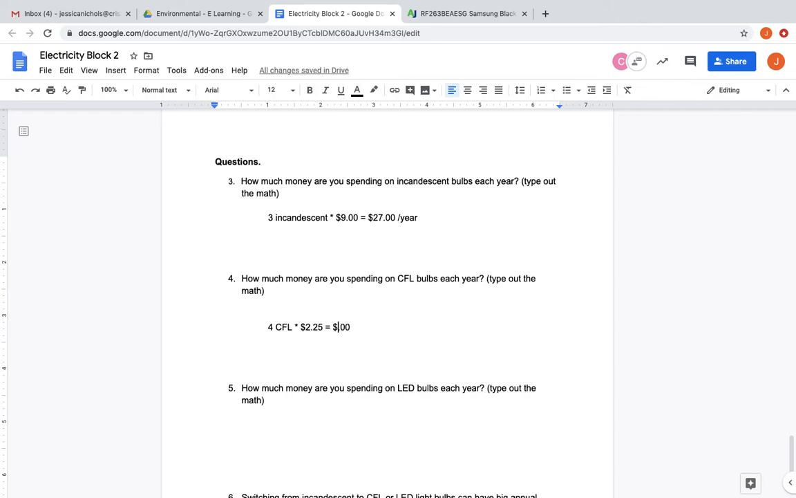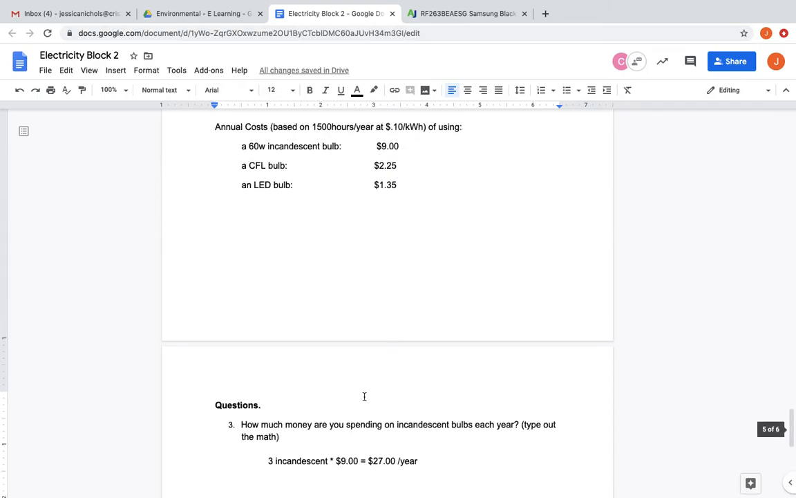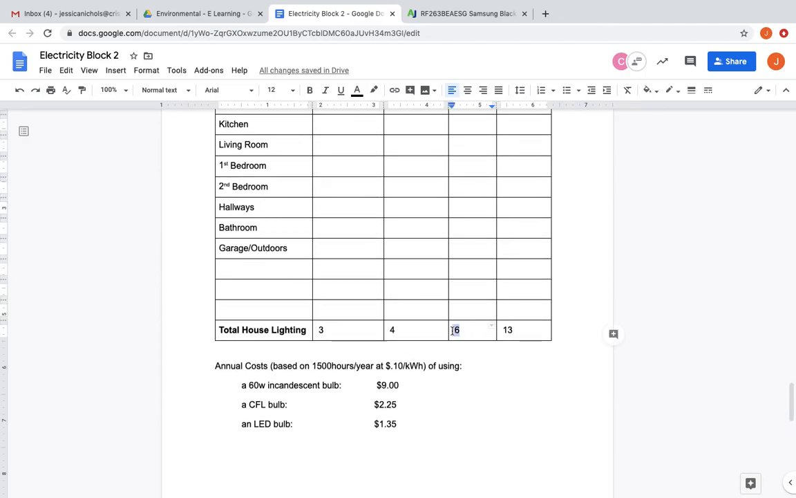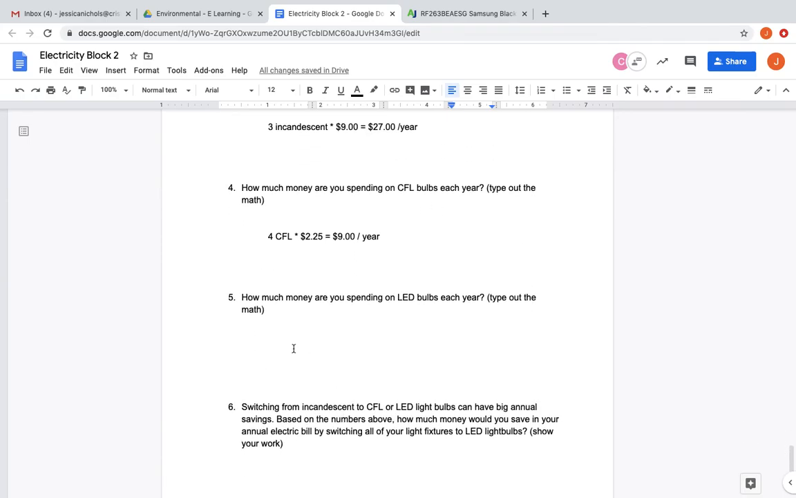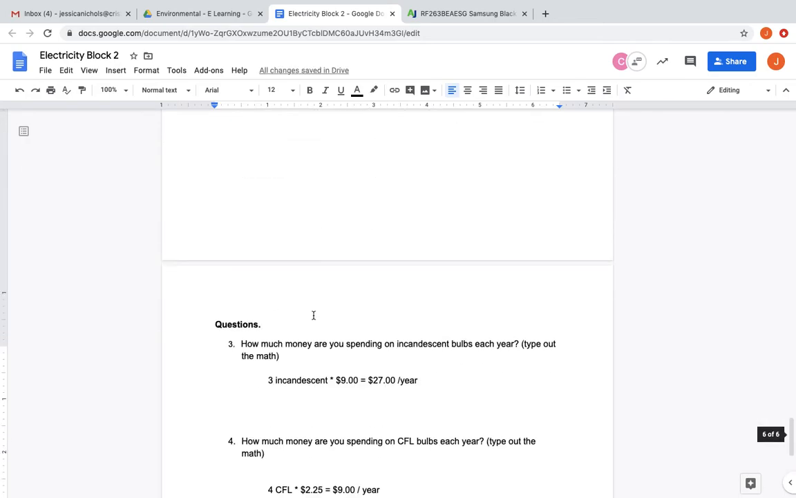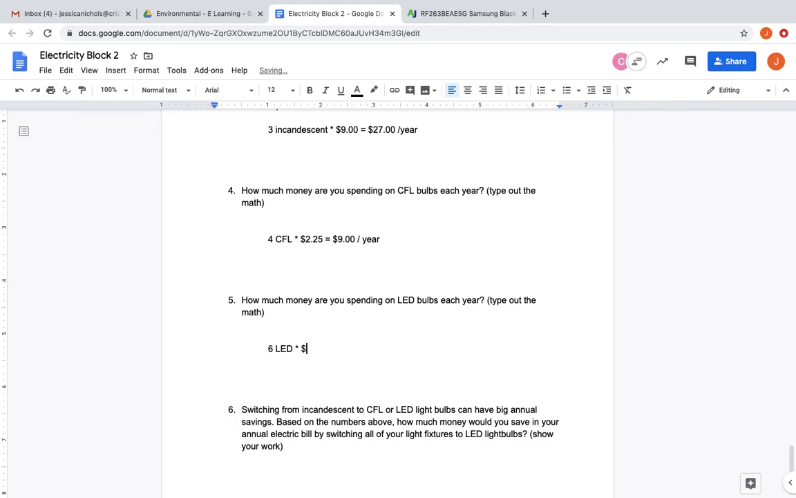4 times 2.25. Yeah, it's $9. It's $9 in the year that I spent on those 4 CFL bulbs, okay? How much money are you spending on LED bulbs a year? Okay, well, I have 6 LED bulbs in my fake house, so I'm going to do 6 times 6 LED, show the work, times, go up here, and it says it's $135. Okay, good, perfect. Get a number for that.